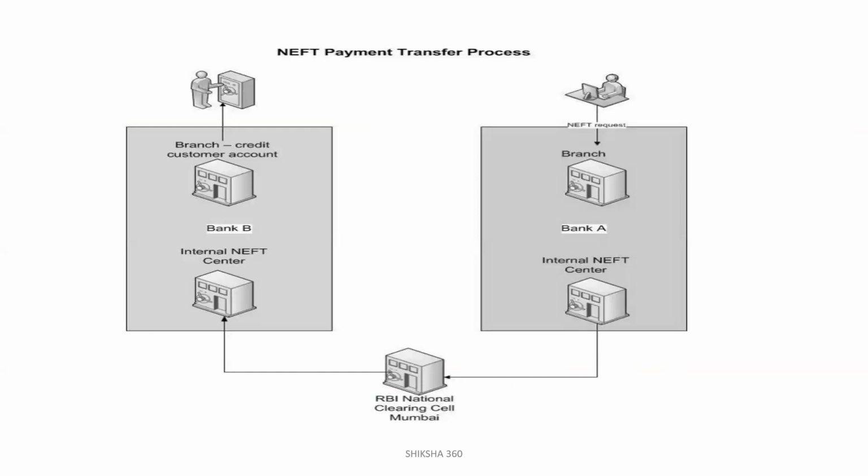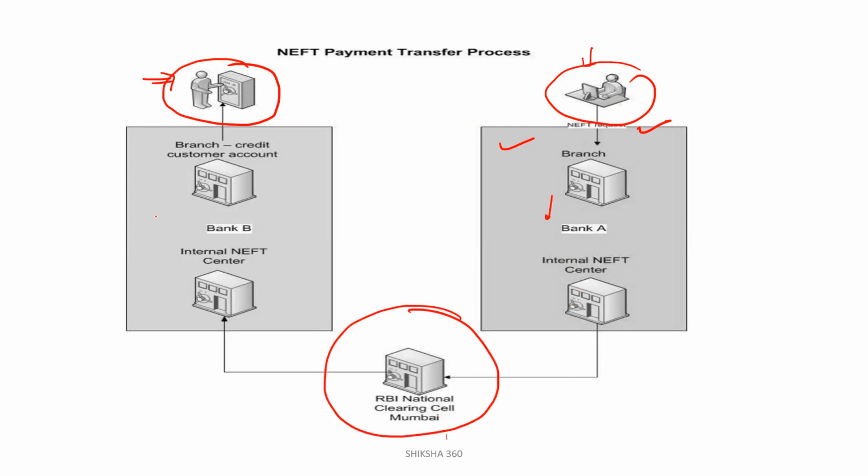Now move to the next point, that is how the NEFT process is going on. What we have discussed, let us understand through a diagrammatic representation. This is the originator, branch, customer credit account. From here, first of all, NEFT is to be requested. NEFT request. Then the branch, bank A, internal NEFT center sends it. From that, RBI National Clearing Cell, Mumbai. After that, internal NEFT center to bank B, where there is credit to the customer. Then it is a branch credit to the customer account, and later on the customer will take out their money. Clear? So this is the process, that is the NEFT payment transfer system.